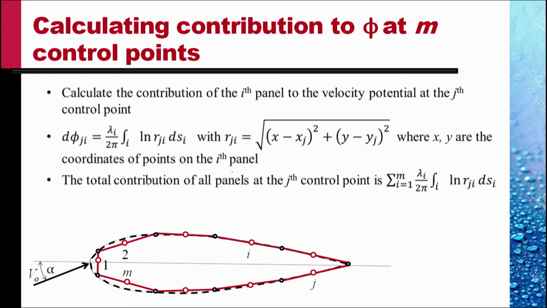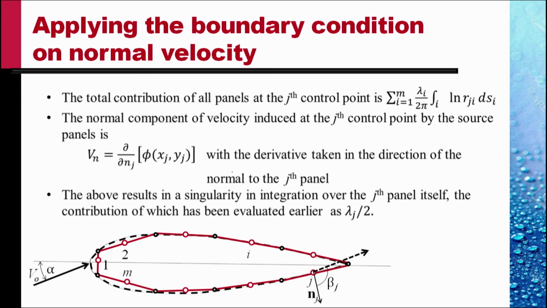The total contribution of all the panels at the jth control point is the summation for all the i's. The total contribution of all panels at the jth control point was obtained as summation i equals 1 to m lambda i divided by twice pi integral over the ith panel of ln r ji ds i. The normal component of velocity induced at the jth control point by the source panel is then obtained by taking the derivative of this potential with respect to nj.